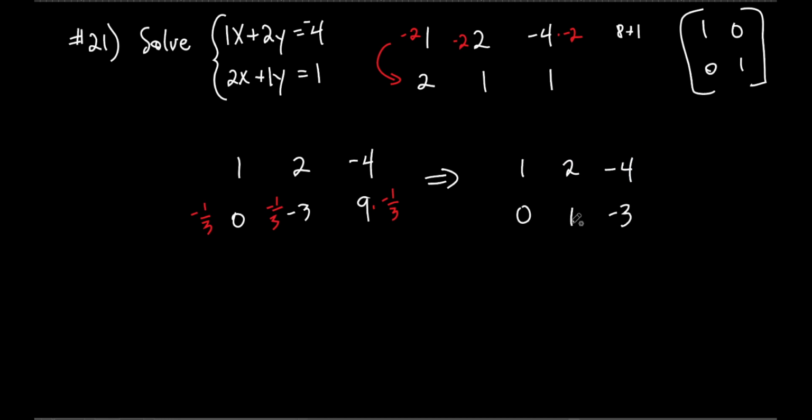Well, I got a 1, a 0, and a 1. What's the only thing I have to do now? And I'm done. Yeah, let's get rid of this 2 and make it a 0. So how are we going to do that? Well, we're going to take the bottom.